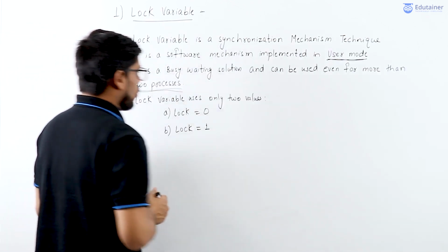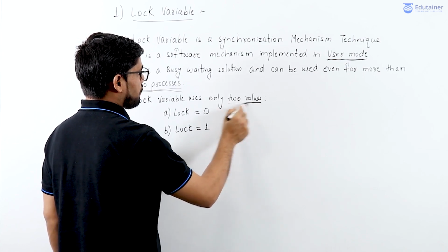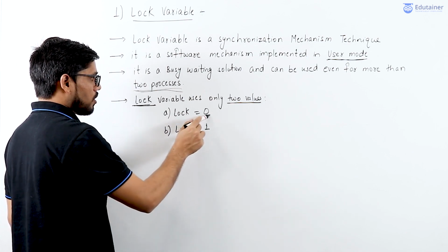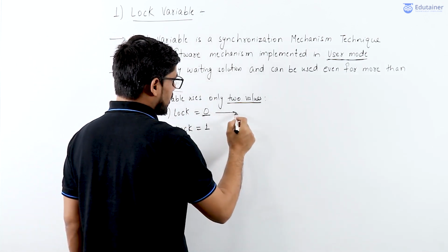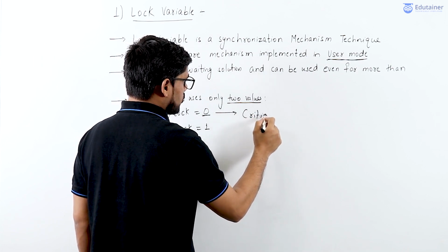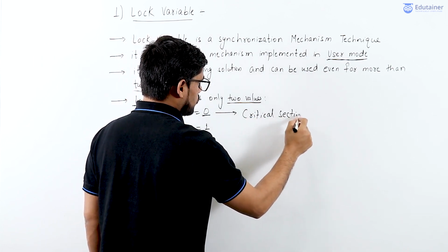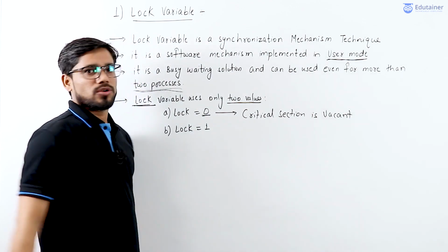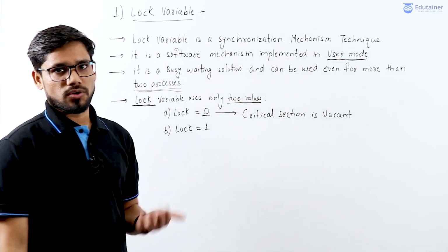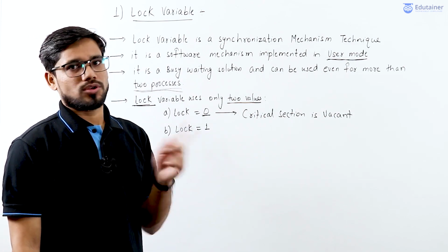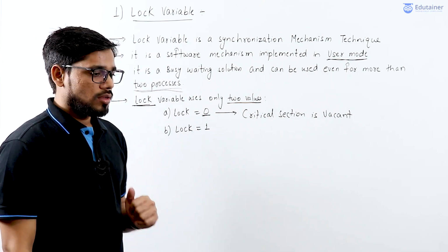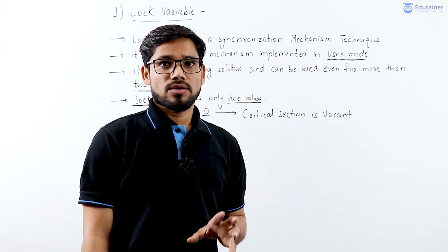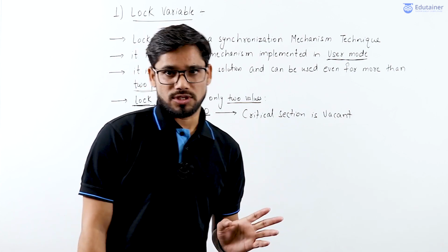The next point is that lock variable uses only two values. Lock is a variable, and it uses two values. When lock is equal to 0, it implies that the critical section is vacant. Vacant means any process can go into the critical section. If the critical section is occupied, then no process can enter it. So what is the critical section? I already told you: the critical section is the shared resources or shared memory which are used by two or more processes.